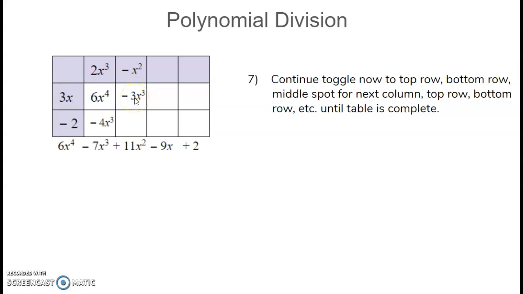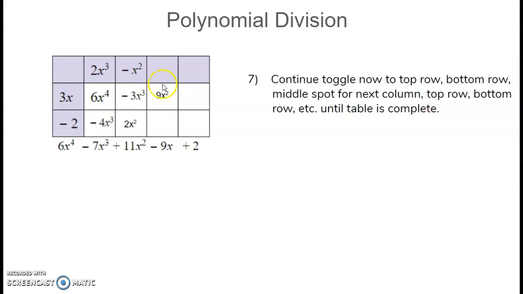So here I am again trying to figure out what times 3x was negative 3x to the cubed, and that'll be negative x squared. So negative times 3 is negative 3, x squared times x is x cubed. So now I'm going to take this top one here times the negative 2. Negative times negative is a positive, and then 2x squared, so that's what should pop up right here, and it does. Now we need to figure out who's in the middle over here. So again, something plus 2x squared is 11x squared. It goes in a diagonal, so 2x squared plus, this should be 9x squared, and sure enough it is.